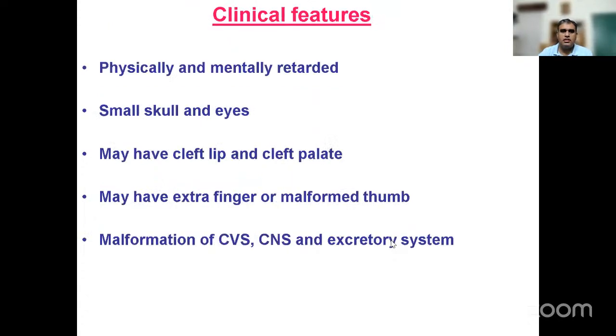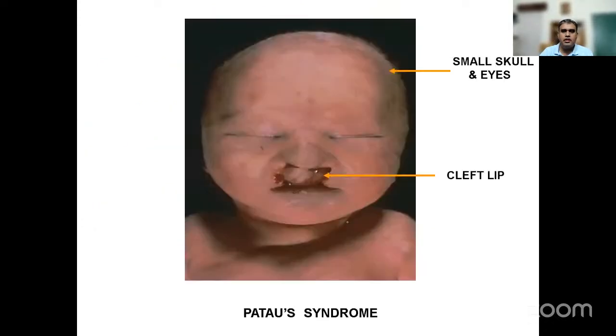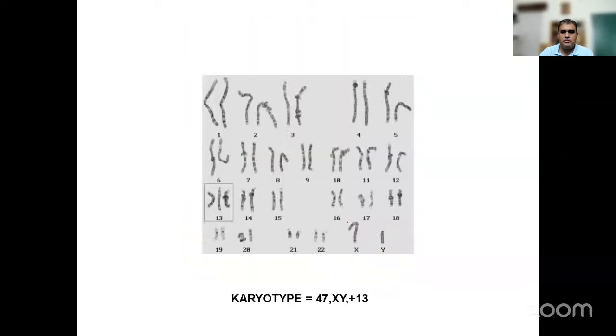Incidence is 1 in 5,000. These are all the features. And just remember, in the 3 to 4 month old children: small skull, eyes, may have cleft lip, malformation of CVS, CNS. So with a simple genetic change, you can imagine how the entire functionality, abnormal anatomy and physiology of the body changes in a developing embryo or developing child. This is a Patau syndrome child over here, an image, trisomy 13.